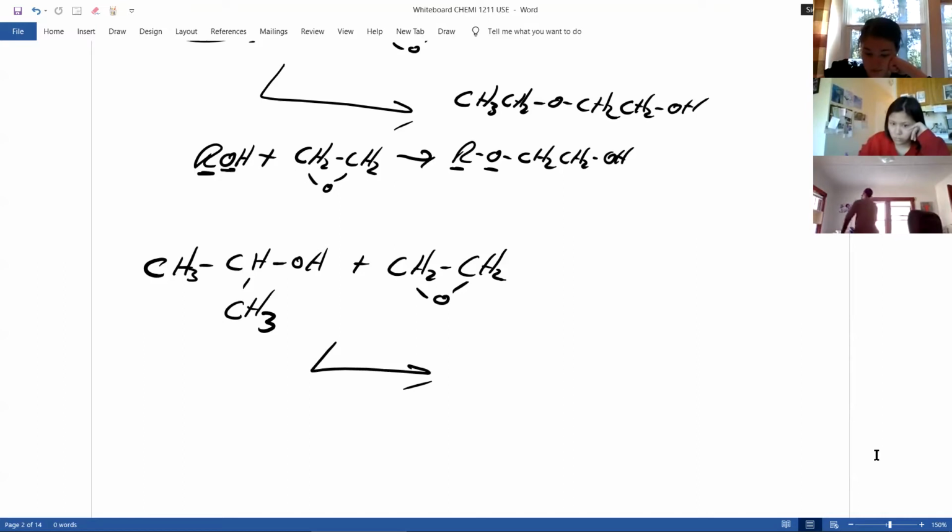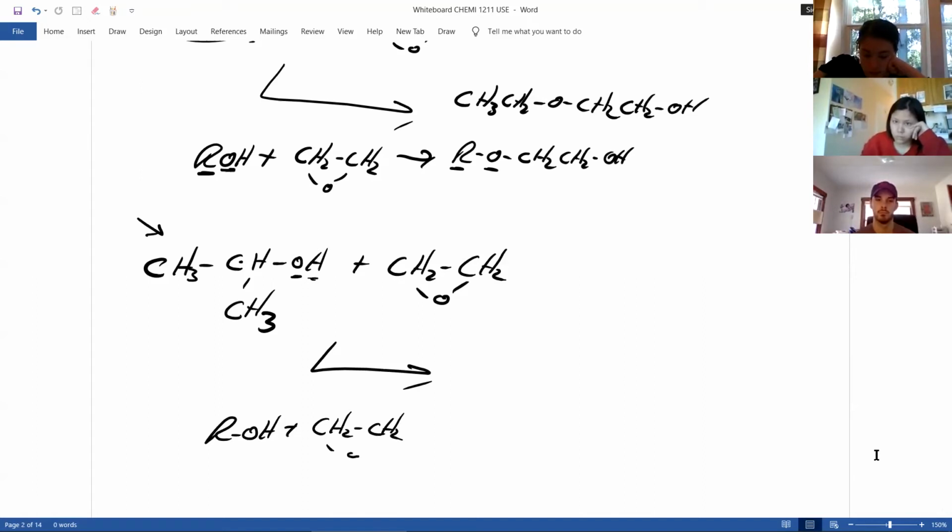So if I look at this reaction, what's different? What's not carbon? What's not hydrogen? Oxygen with a hydrogen and a carbon. That's an alcohol, and I'm reacting it with ethylene oxide. And what do you get? You get this ether alcohol.